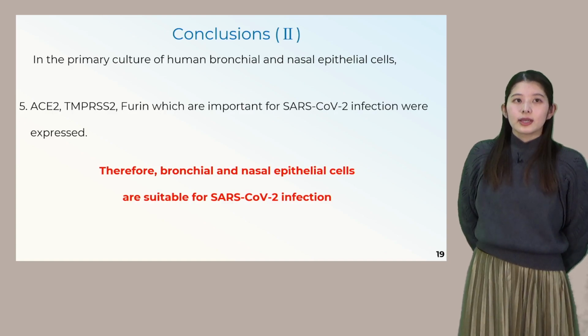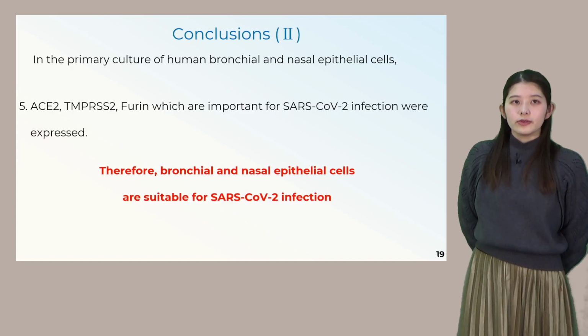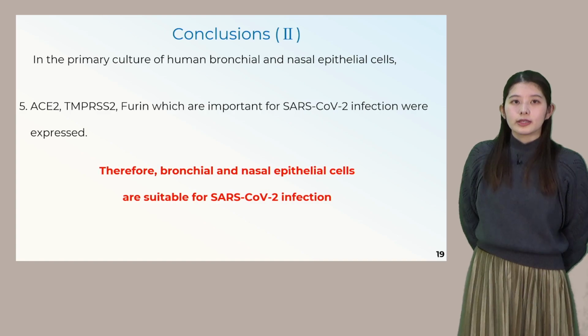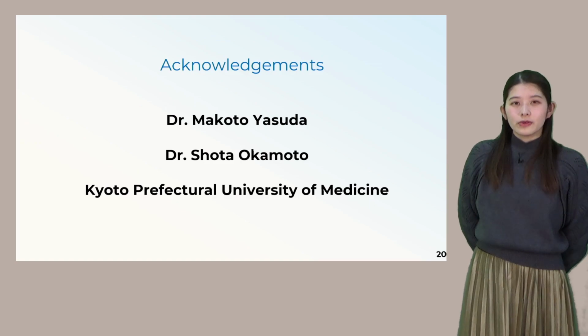And at last, ACE2, TMPRSS2, and furin, which are important for SARS-CoV-2 infection, were expressed. Therefore, bronchial and nasal epithelial cells are suitable for SARS-CoV-2 infection, and they are important entry routes for SARS-CoV-2 infection. So this is all for my presentation.